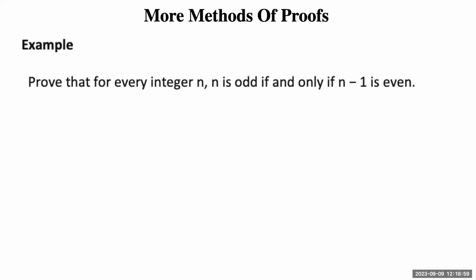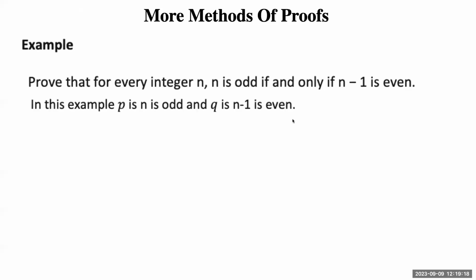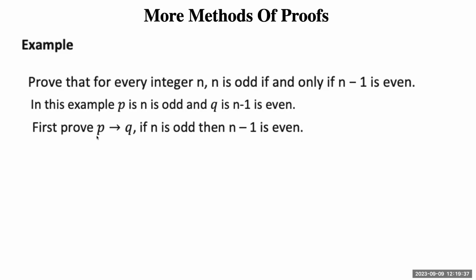So let's look at this case example. Prove that for every integer n, n is odd if and only if n minus 1 is even. Okay. So first, in this example, P will be n is odd, right? And Q will be n minus 1 is even, right? Because we're saying n is odd, P, if and only if n minus 1 is even, Q. Okay. So first we're going to prove P implies Q.